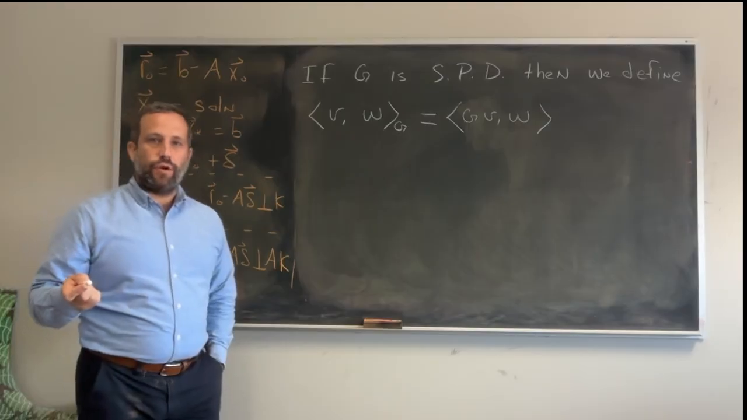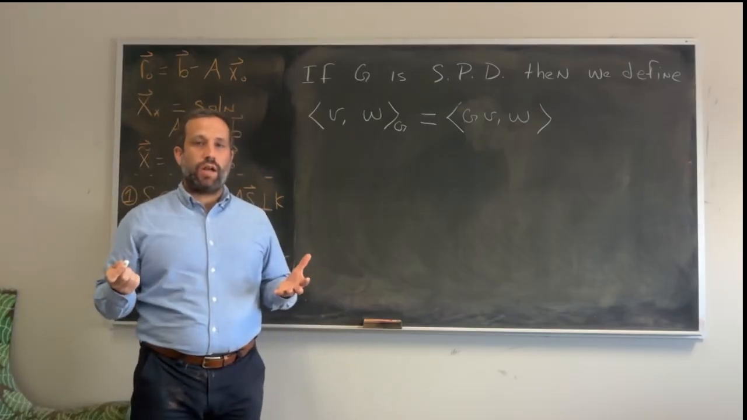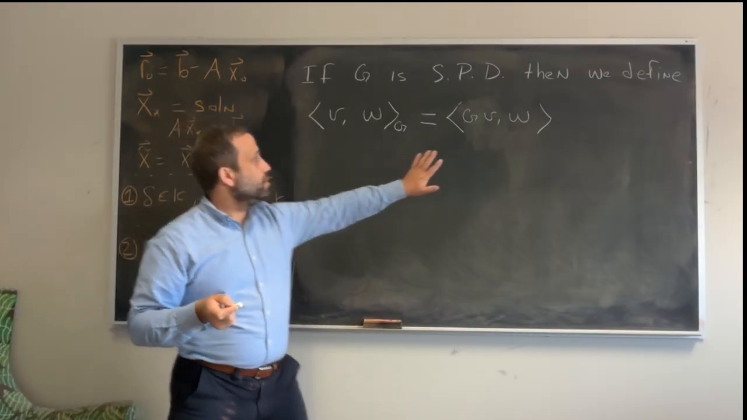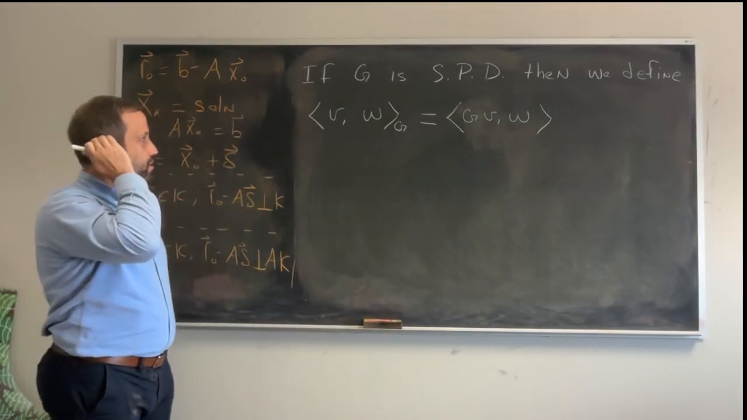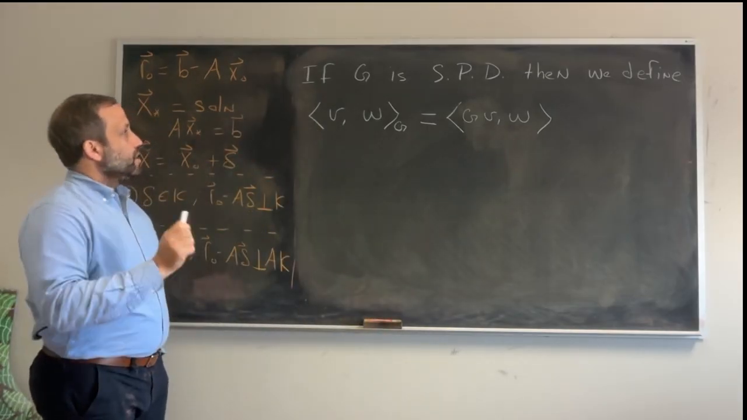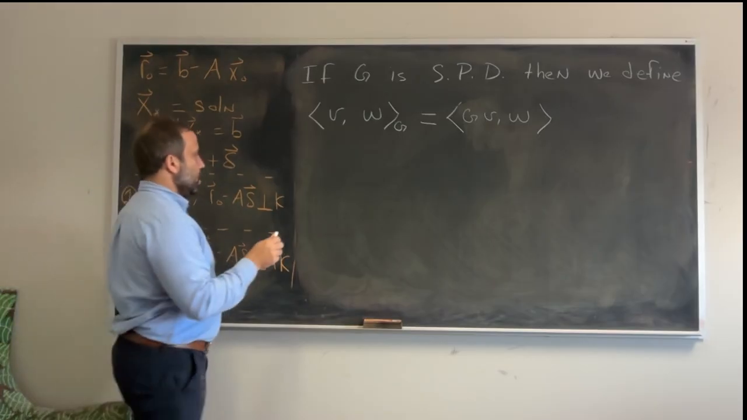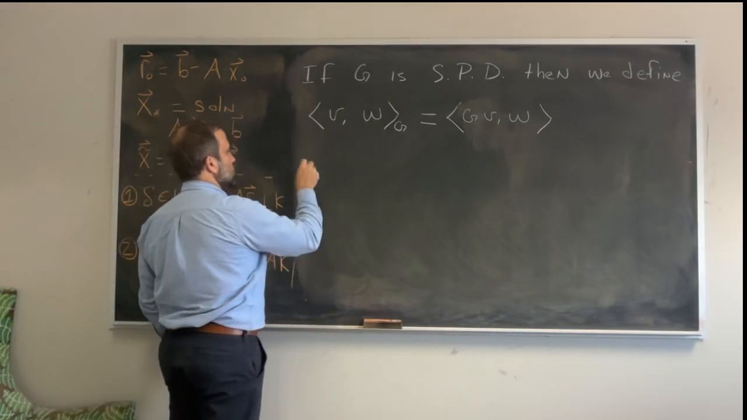And as I mentioned in the previous video, anytime we have an inner product in Euclidean space, it can always be given in this form right here, where G is a symmetric positive definite matrix. Okay, so that's one thing that I want to remind you of. Another thing that I want to remind you of is the following.